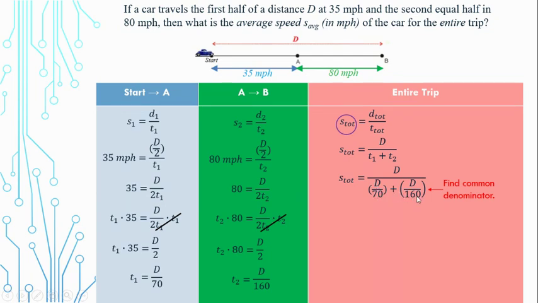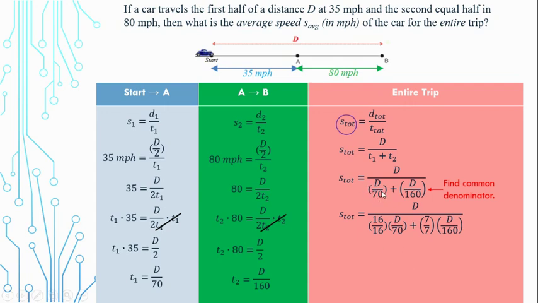70 and 160 are not the same, so you have to find a common denominator. To find a common denominator, I noticed that this is 70 and that's 160, so I can just multiply the left fraction by 16. You can multiply by 160 if you want, you're just making values bigger.